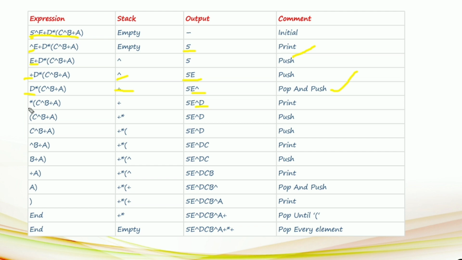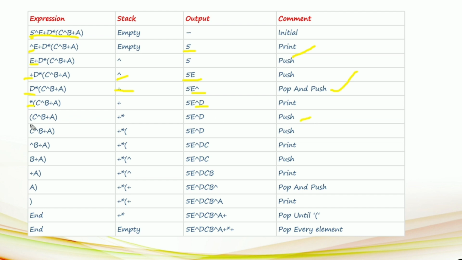Next scanned element is multiplication, that is the star. Star is checked with the plus, and it has higher priority, so it is pushed into the stack. The operation performed is push.